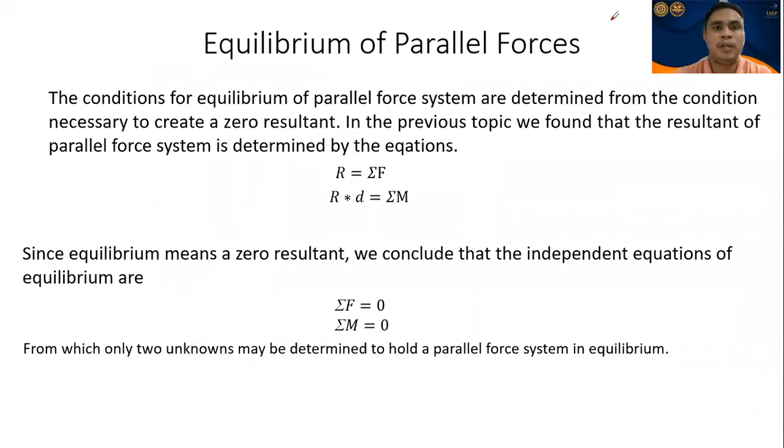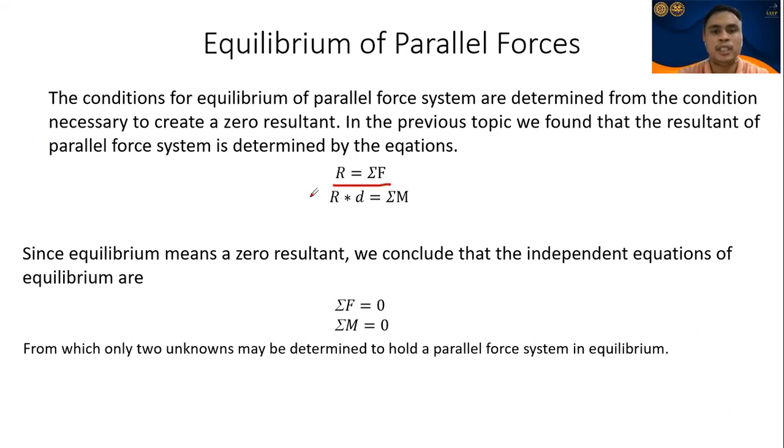So, equilibrium of parallel forces. The conditions for equilibrium of parallel systems are determined from the condition necessary to create a zero resultant. In the previous topic class, we found that the resultant of a parallel force system is determined by this equation. The resultant is equal to the summation of forces.